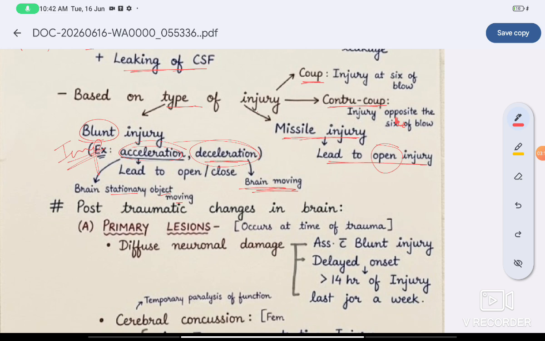Coming to post-traumatic changes in the brain, what changes occur after the brain injury? It may be of two types: primary lesion and secondary lesion. Primary lesions are those that occur at the time of the trauma. Secondary lesions occur due to after effects of trauma. So, in primary lesions, first we have diffuse neuronal damage. It is associated with blunt injury. It is delayed in onset, more than 14 hours or lasts for a week.